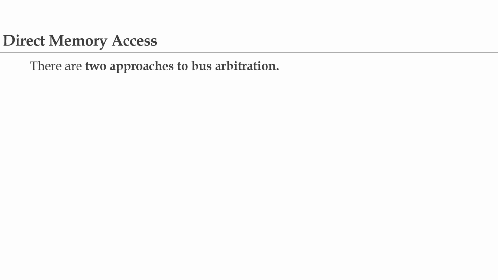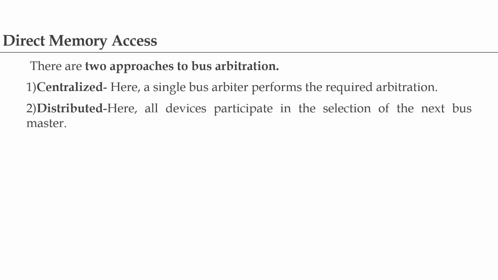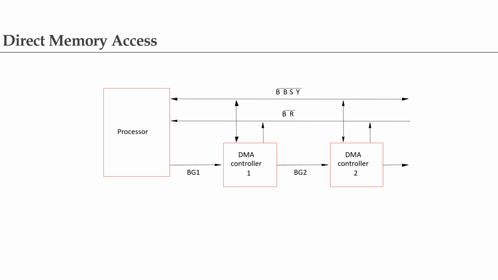Bus arbitration is essential in computer systems to manage access to a shared bus among multiple devices. The two primary approaches to bus arbitration, centralized and distributed, each have distinct characteristics, advantages and disadvantages. In centralized bus arbitration, a single bus arbiter is responsible for controlling access to the bus. The arbiter decides which device gets access based on predefined criteria such as priority or request signals.